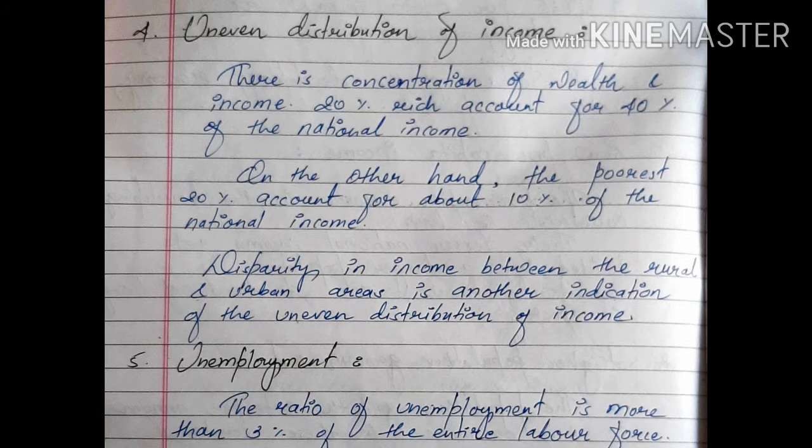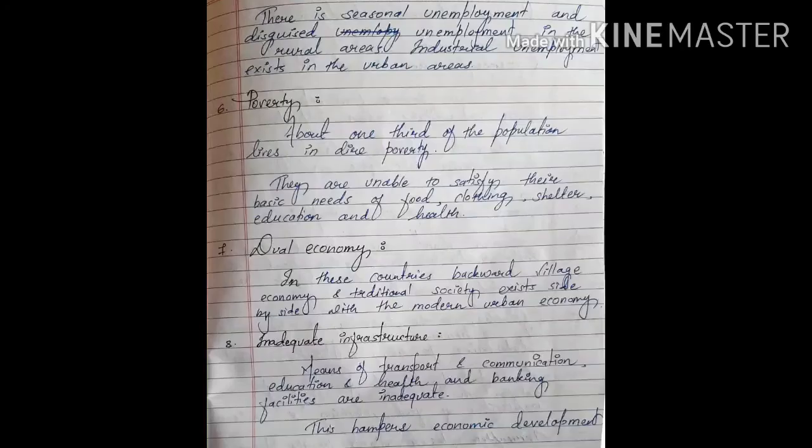Fifth one is unemployment. The ratio of unemployment is more than 3% of the entire labor force. There is seasonal unemployment and disguised unemployment in the rural areas. Industrial unemployment exists in the urban areas. Sixth one is poverty. About 1/3 of the population lives in dire poverty. They are unable to satisfy their basic needs of food, clothing, shelter, education and health.